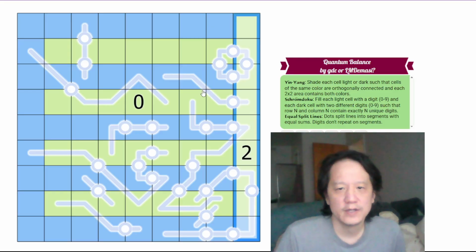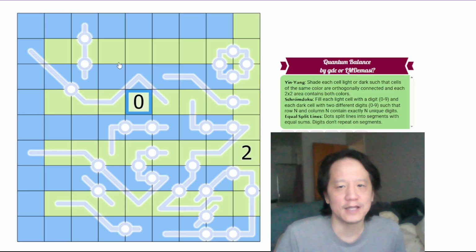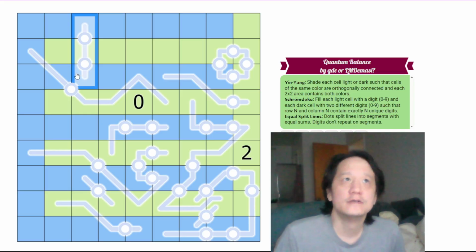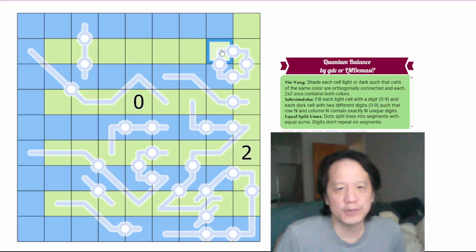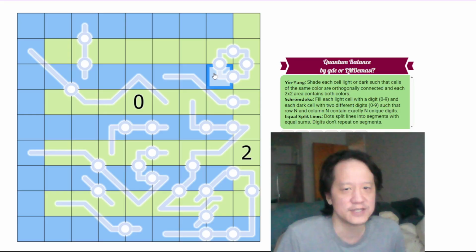So, anyways, we have equal split lines, where dots split lines into segments with equal sums, and digits don't repeat on segments. Okay, that makes sense. So the sum of the digits on this segment must equal the sum of the digits on this segment, which must equal the sum of the digits on this segment, which must equal the sum of the digits on this segment.